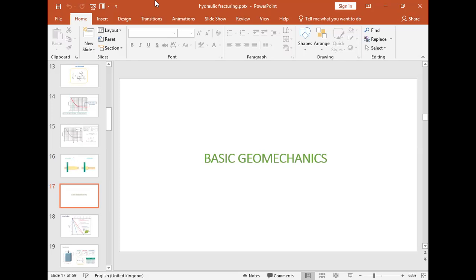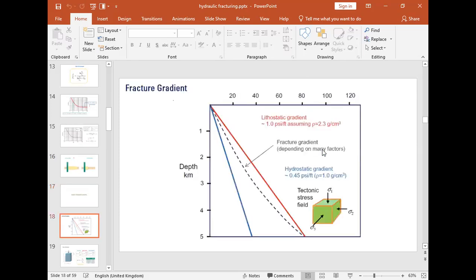Not only the zone that you want to fracture, but even its neighboring zone, because it will determine whether the fracture will extend to other zones or not, especially when we are doing 3D simulation. So for our basic geomechanical analysis, we know of some basic gradients that we have.